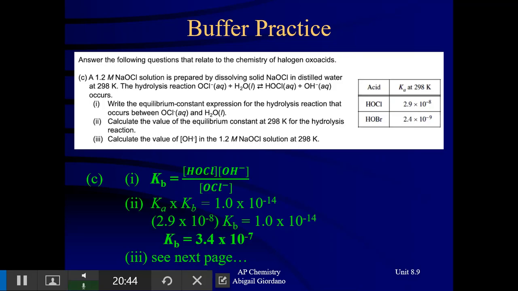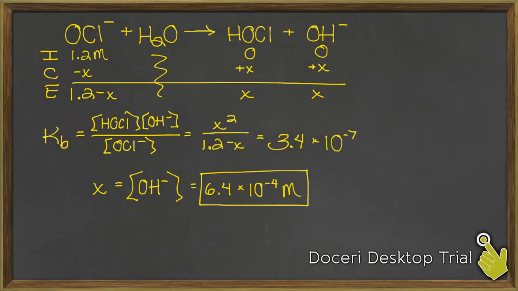So I've written part 3 out on a separate page here. Let me get to it. And here it is. So I've used that hydrolysis reaction. I've set up my ice table, set up my Kb expression, solved for X, and they asked us to solve for the molarity of OH minus. How did I know that X was in fact equal to OH minus? Because I've been very diligent in writing out my ice table. I know that these are the same thing. And that's what I get for X, which is my molarity of OH minus.